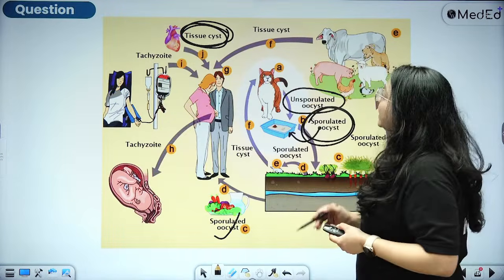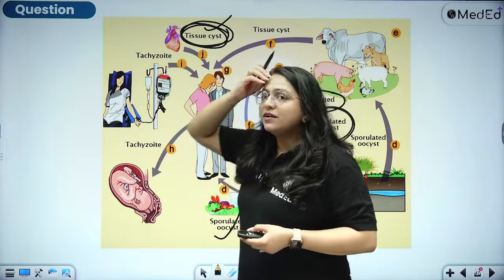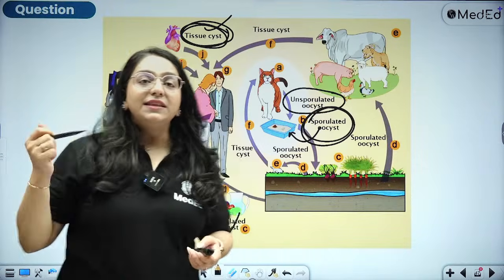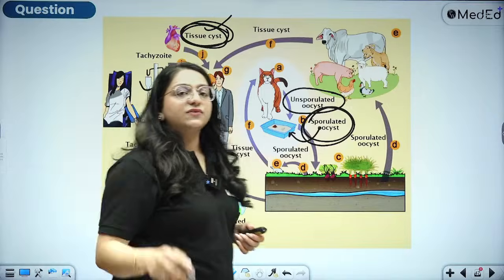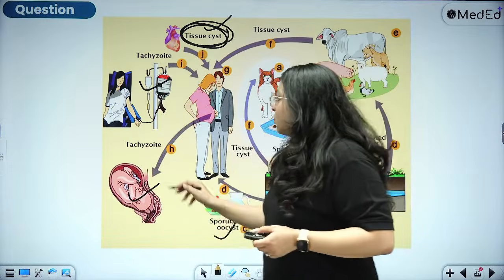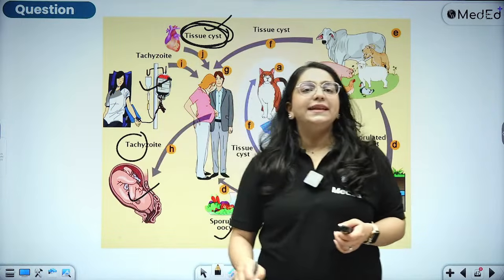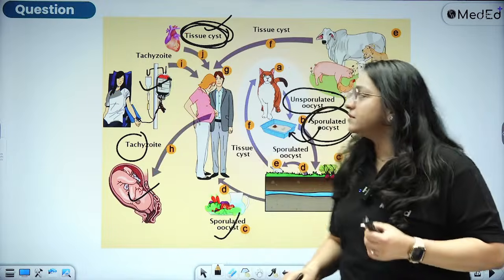So, whenever you are eating the raw meat or organ transplant, it can be tissue cyst. Whenever there is blood transfusion or mother to child, congenital transfer, it will happen through blood. So, what is there in blood? The fast multiplying tachy ones. Tachyzoid is the mode of infection.